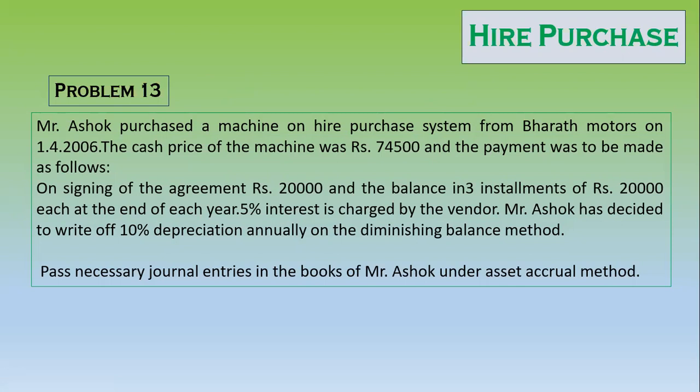Mr. Ashok has decided to write off 10% depreciation annually on the diminishing balance method. Now we need to calculate the journal entries in the books of Mr. Ashok under asset accrual method.